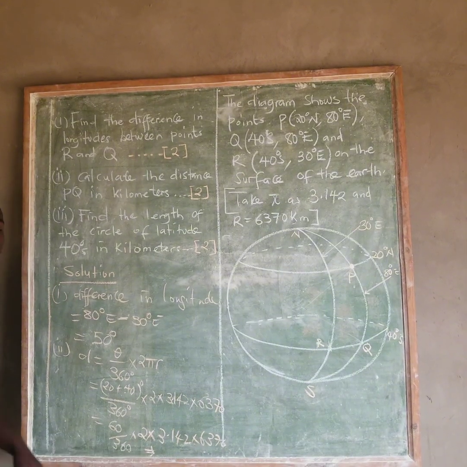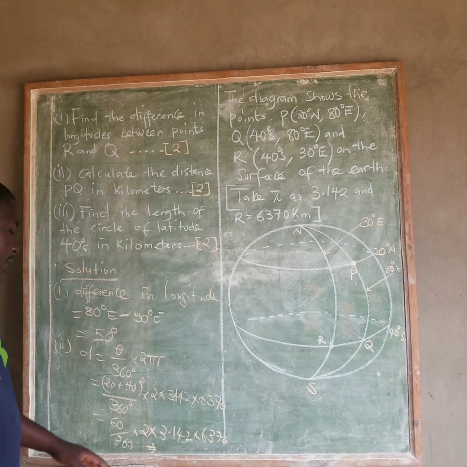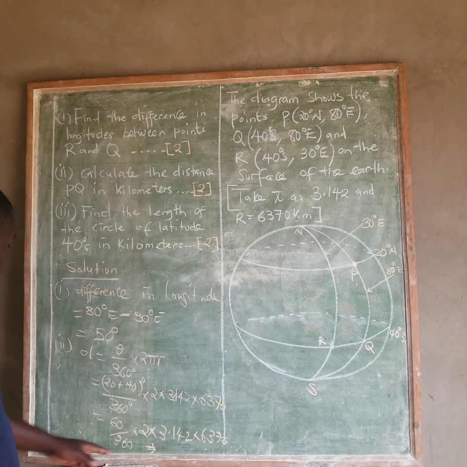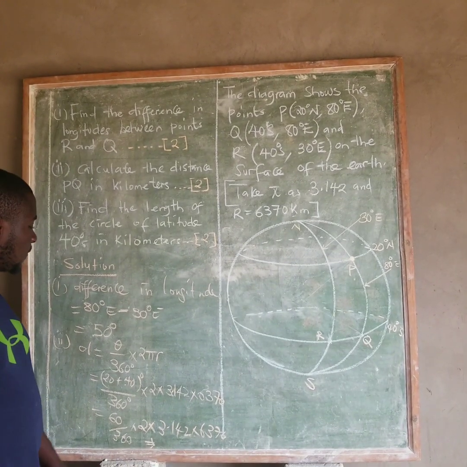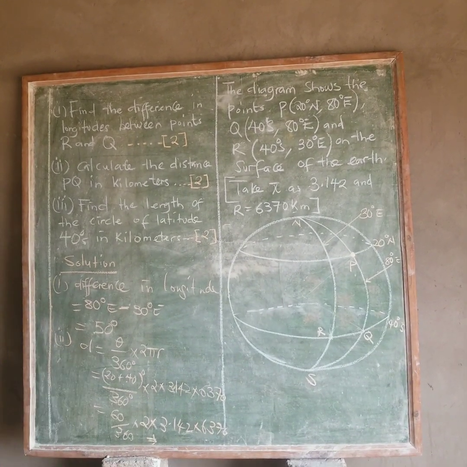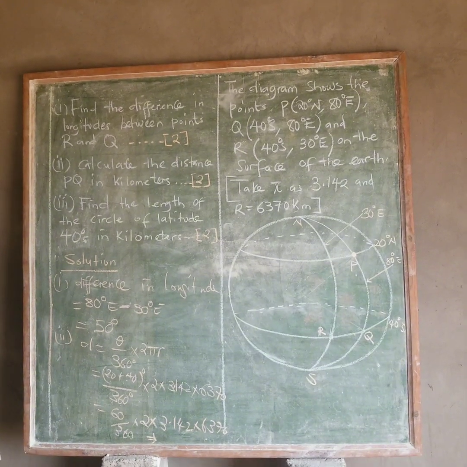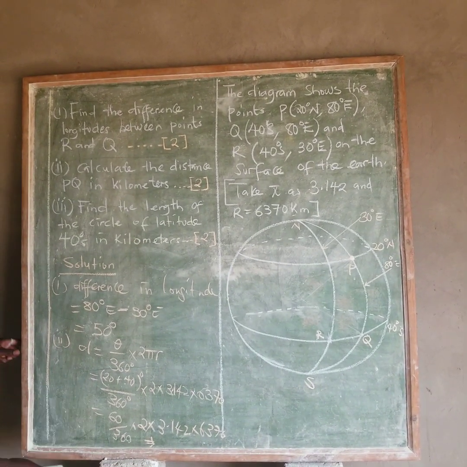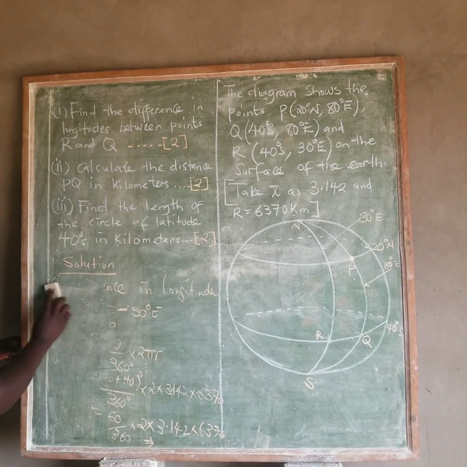Now you report that one. First, you write it the way it comes out on your calculator. Then, secondly, you write it to 2 decimal places, or 3 significant figures. Now let's find the length of a circle of latitude at 40. How are we going to do that one?